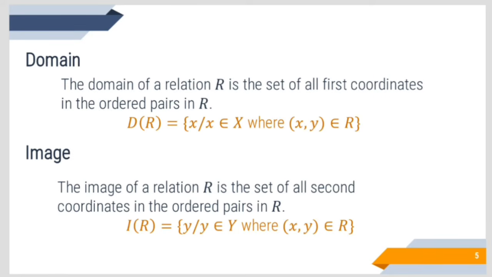Then we have the domain. The domain of a relation R is the set of all the first coordinates in the ordered pairs of R. So when we write that as a set, this is all x such that x is an element of set X where the coordinates (x, y) is an element of the relation. And then we have the image. The image of a relation is the set of all second coordinates in the ordered pairs of R. In notation, you have all values of y such that y is an element of the set Y, and of course the coordinates (x, y) is an element of the relation.